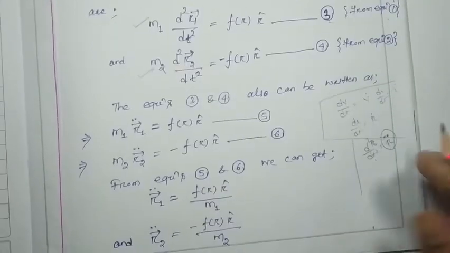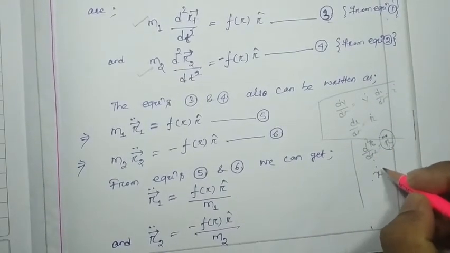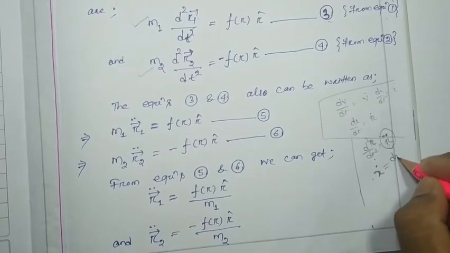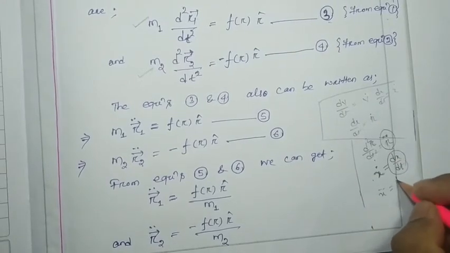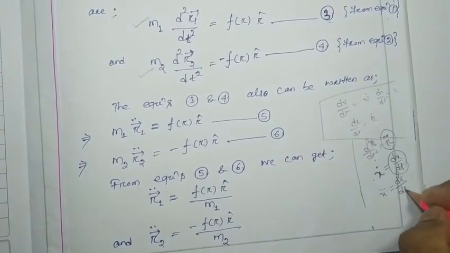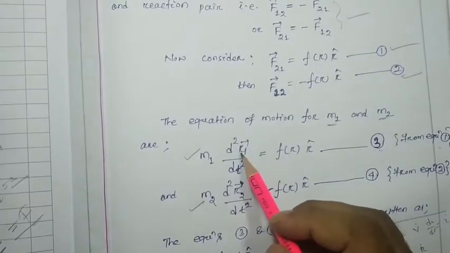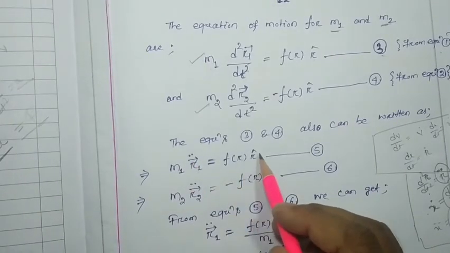In mechanics, x dot means the single derivative with respect to time. X double dot means the double derivative, d square x by dt square, with respect to time. So here the double derivative of r1 with respect to t, we can write as r1 double dot equal to f r cap.